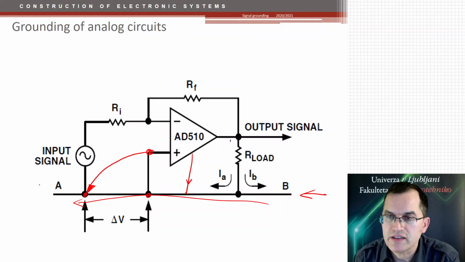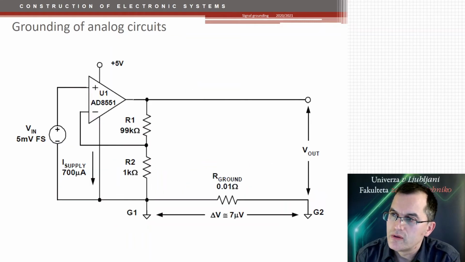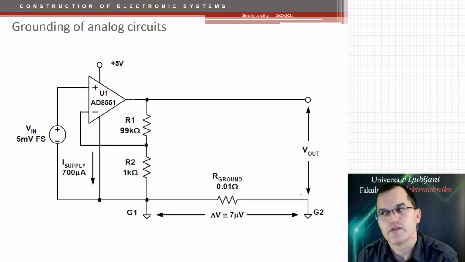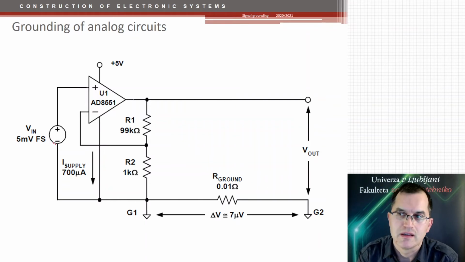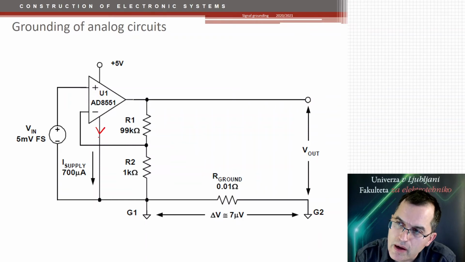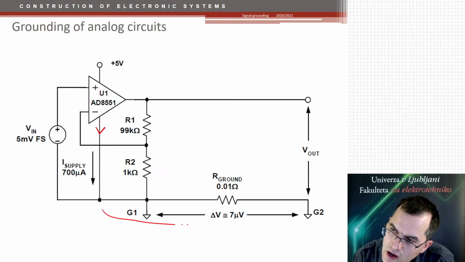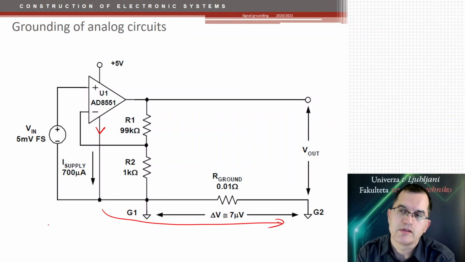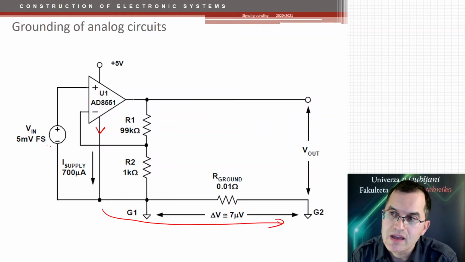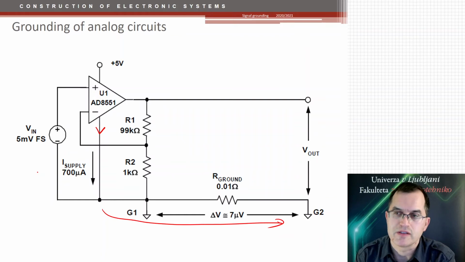It's much better if you can ground the system on this output side of your amplifier, not at the input side, so that any current from the power supply or from the other circuits is running away from the input area where you have the most sensitive part of your circuit.